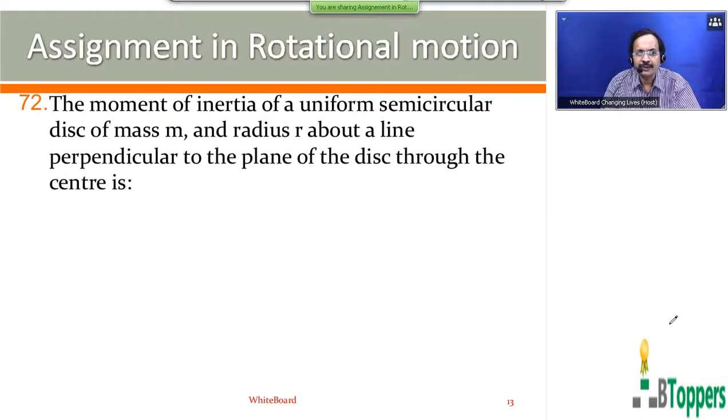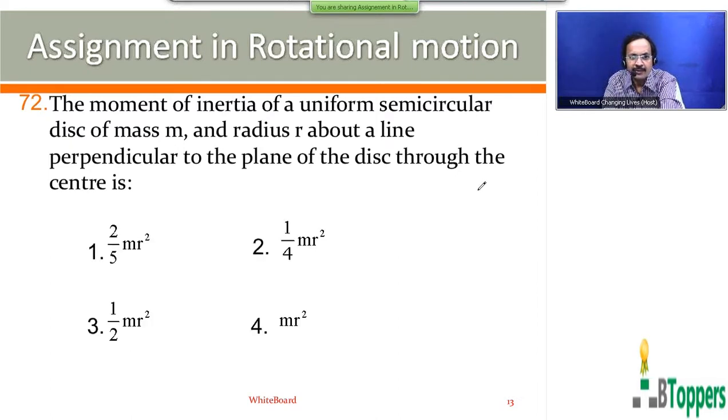Look at the question number 72. The moment of inertia of a uniform semicircular disc of mass M and radius R about a line perpendicular to the plane of the disc and through the center is. Moment of inertia of a uniform semicircular disc. Come on, take a pause and try to answer this question.